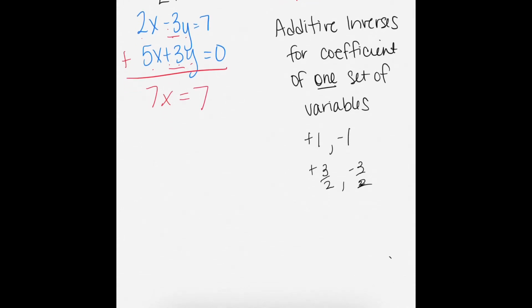So now we have one equation, one variable. Remember, that's where we can solve. Divide both sides by 7. X will give us 1.